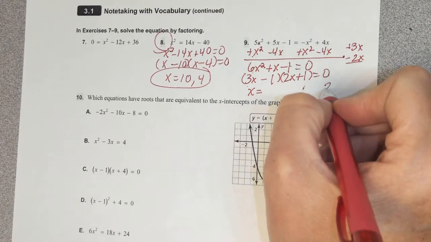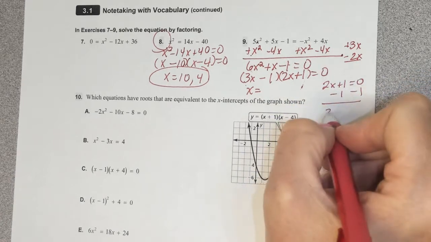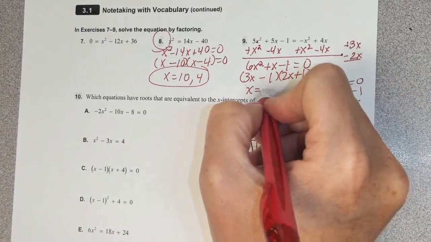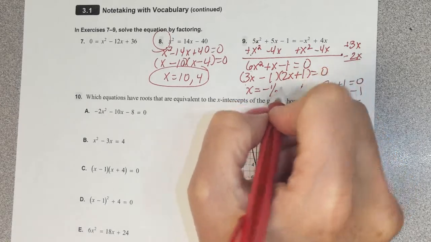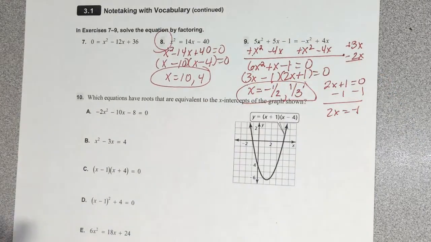It'd be negative a half, wouldn't it? Because it's 2x plus 1, so you'd have to subtract 1. And then what else? Right. Those would be our 2 solutions.